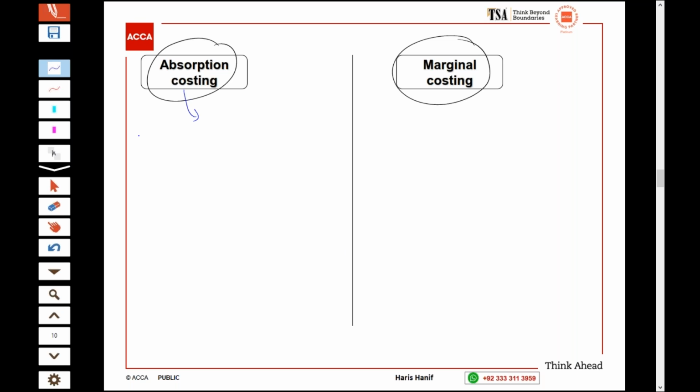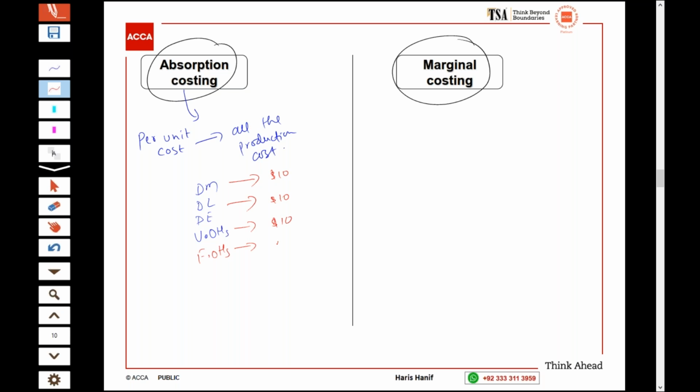In absorption costing, the per unit cost includes all the production cost. That is direct material, direct labor, direct expense, variable overheads, as well as fixed overheads. For example, I'm writing random figures: $10, $10, $10, and $5. For example, this is $35 per unit. This is according to absorption costing.